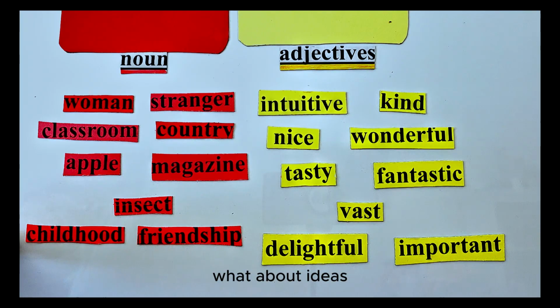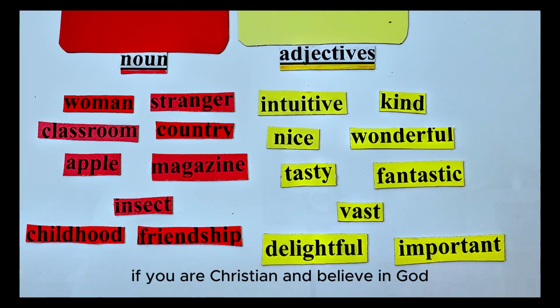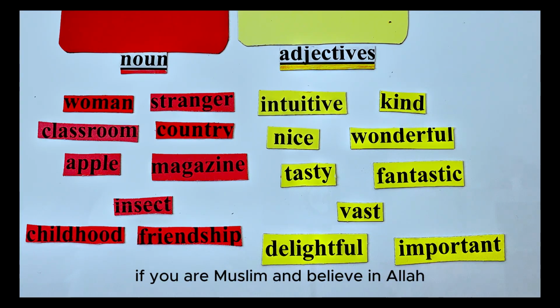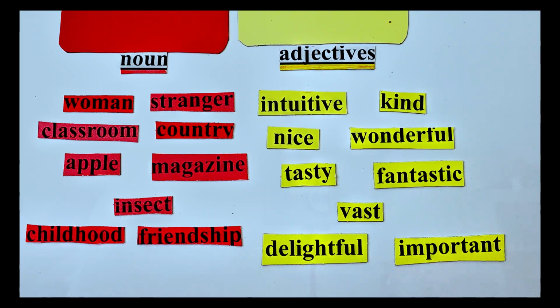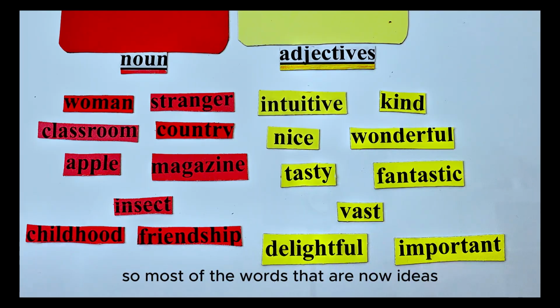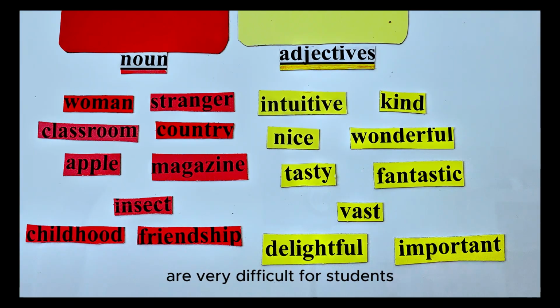What about ideas? No. If you are Christian and believe in God, if you are Muslim and believe in Allah, those are ideas. Okay, you can't see them, you can't touch them. So it's in your brain. It's an idea. You have faith. Faith is an idea, right? So most of the words that are noun ideas are very difficult for students because they can't see them, they can't touch them.